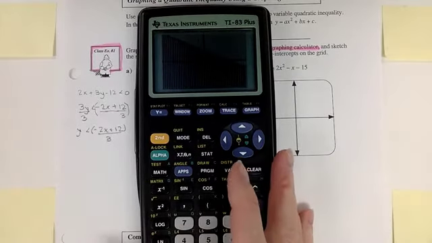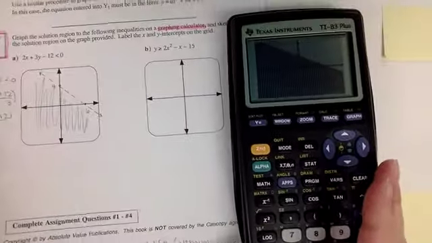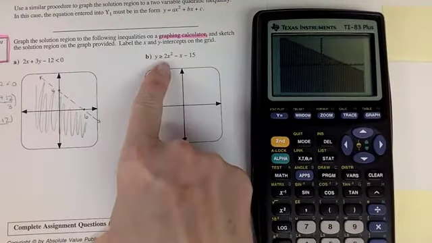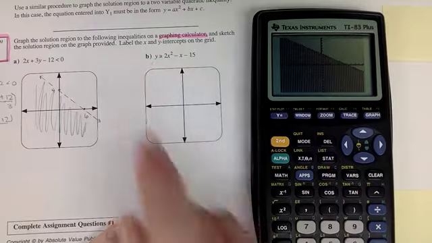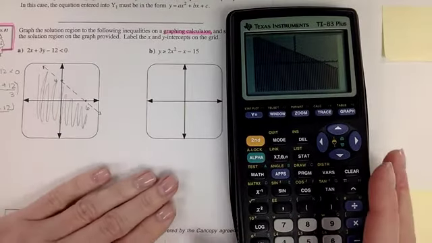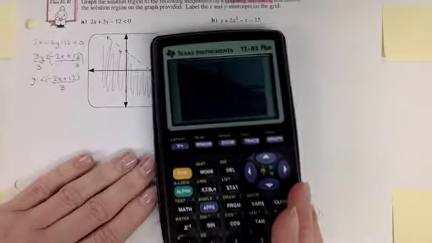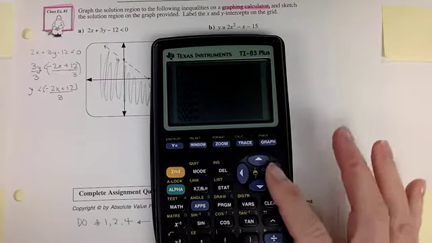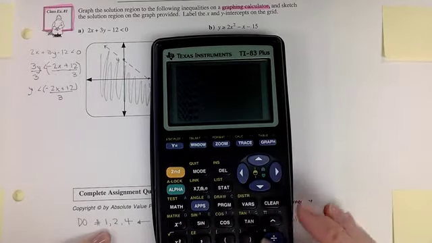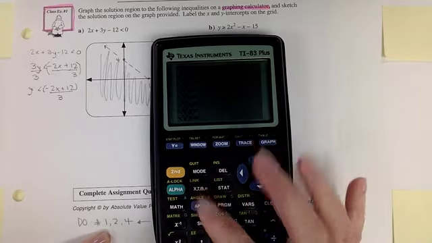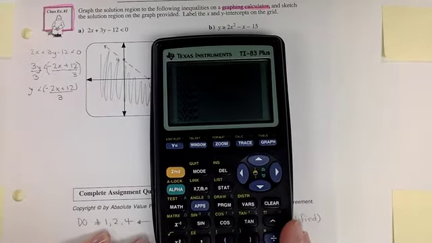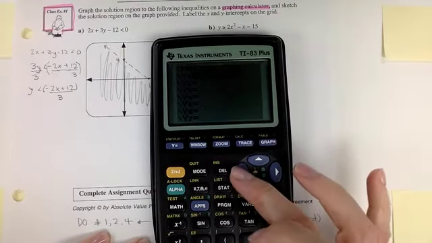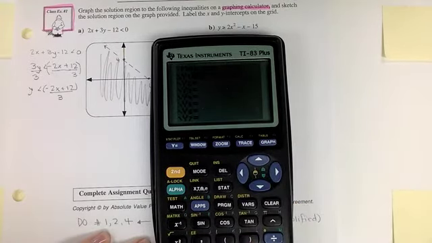Okay, next one. B part. So I know I've got a parabola and it's going to be above the parabola. So let's look. On to our calculator. Y equals, clear this buddy out. And 2x squared minus x minus 15. And I want above. So let's do that right now. And graph. Aw, yay, there's our parabola.